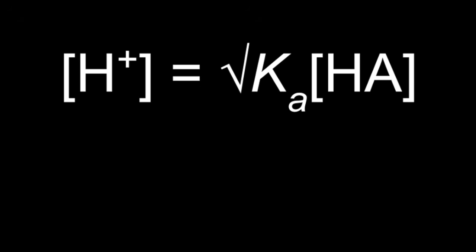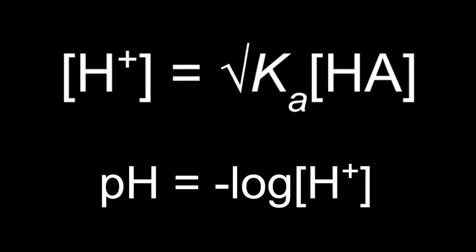And then obviously if you were going on to calculate the pH of the weak acid, you would rearrange for the H plus concentration, so you would get that, the square root of Ka multiplied by the HA concentration, and then the pH is minus log of the H plus concentration.